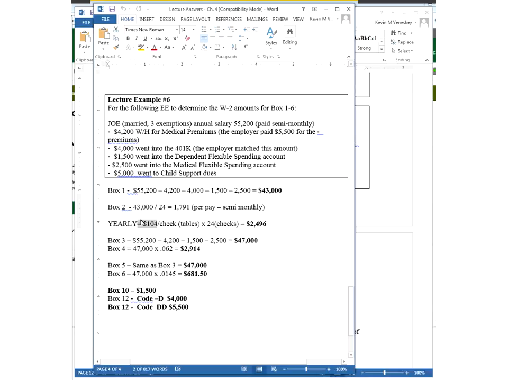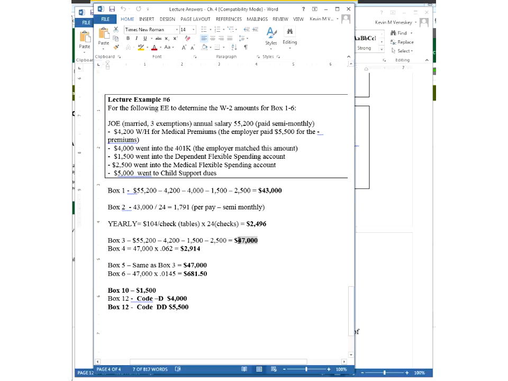And then we need to multiply that back up to a yearly amount, because that's what the W-2 is, a yearly total. 104 times 24 checks, he had taken out $2,496 for tax purposes. Box 3. Box 3 is exactly the same as box 1, except we'd have no retirement money.